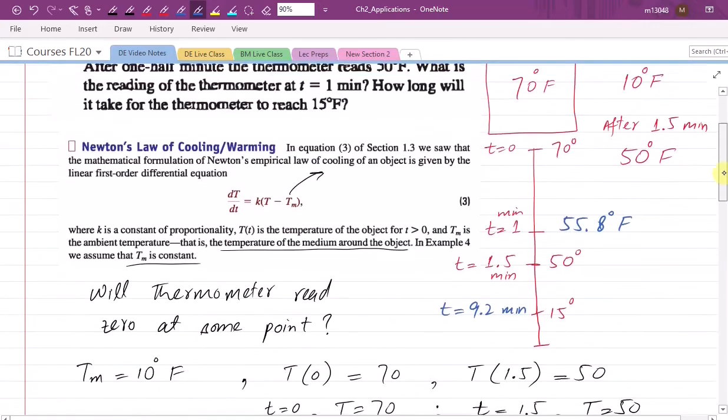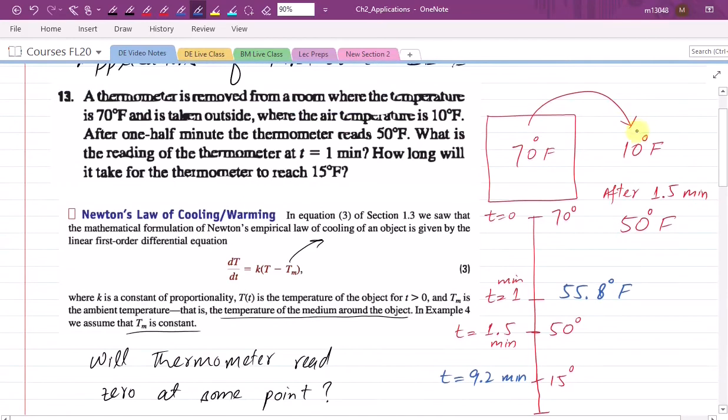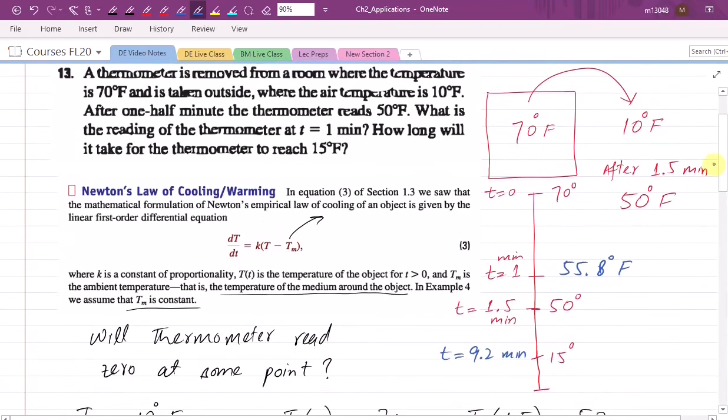So now look at the story again. At time 0, when the thermometer was taken outside, the temperature was 70. At 1 minute, it dropped to 55.8. At 1.5 minutes, it dropped to 50. In 9.2 minutes, it dropped to 15 degrees. Now let's go back to our question here. The very important question: will the thermometer read 0 at some point?